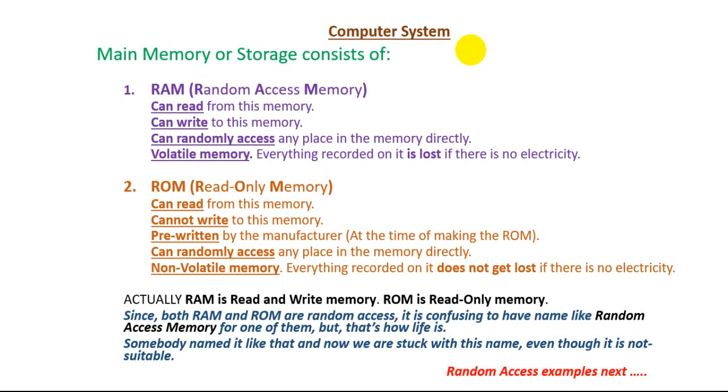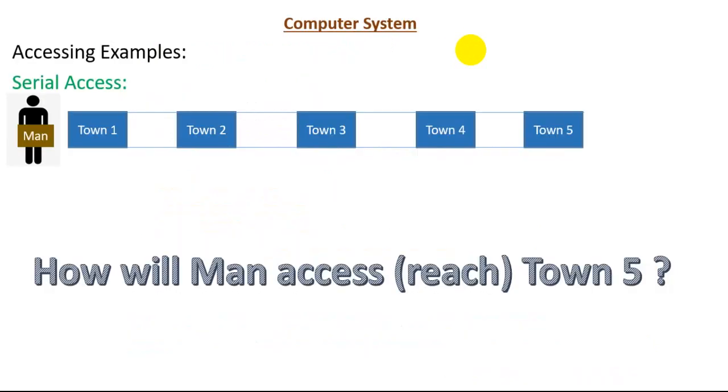Okay, so now let's take an example. There is a man and he wants to go from one town to another. For example, maybe if I want to go from Colombo to Kandy or wherever, from one place to a faraway place. Okay, now in this example I have taken town 1, town 2, town 3, town 4, and then town 5. And imagine this person wants to go to town 5.